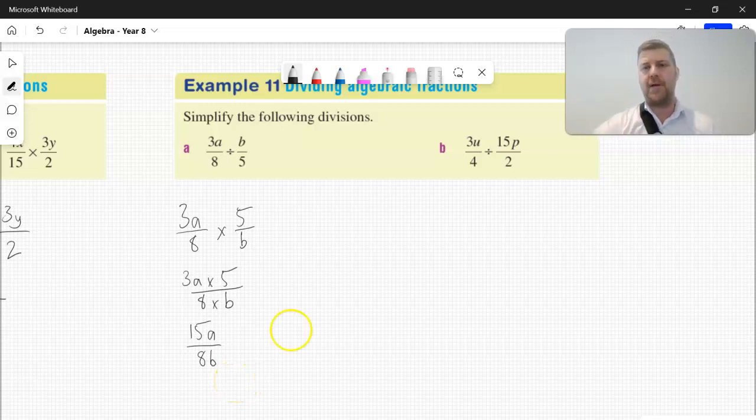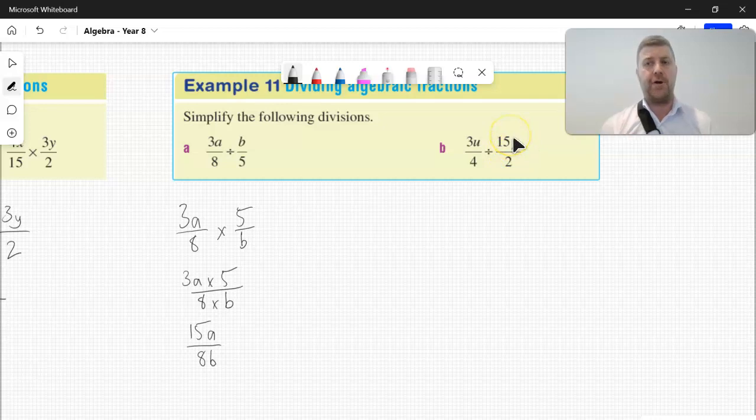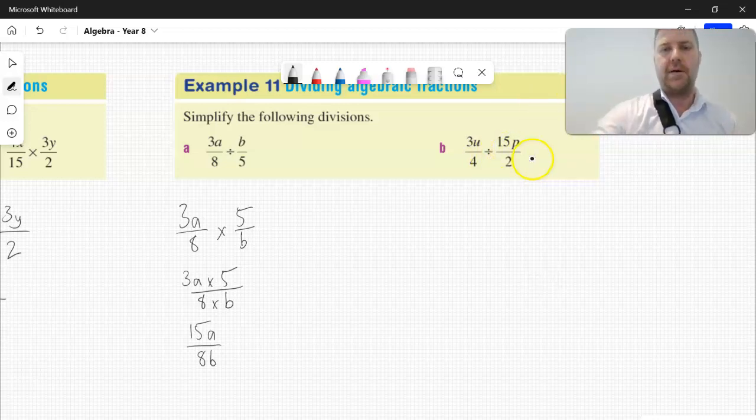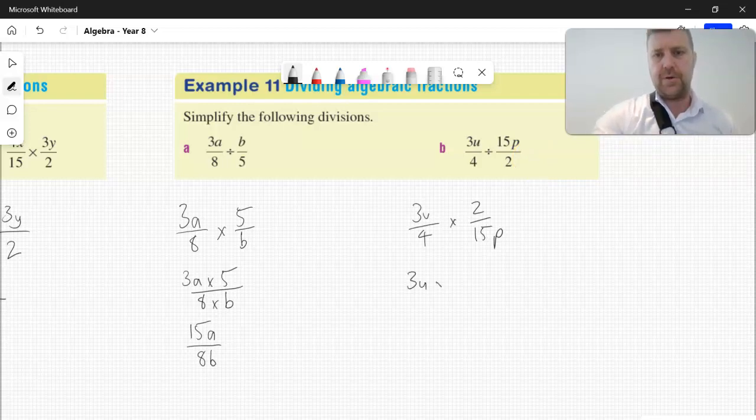Last example, again, same thing. We're just going to flip that second fraction. We're not flipping both, we're just flipping the second one to make it a multiply. So 3u over 4 divided by 15p over 2 becomes 3u over 4 times by 2 over 15p. Again, it's numerator times numerator, so 3u times by 2 over 4 times by 15p. 3 times by 2 is 6, so 6u over 4 times by 15 is 60, so 60p.